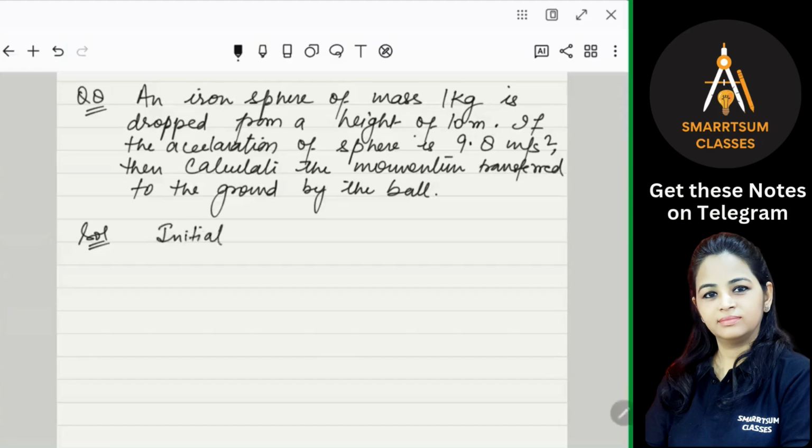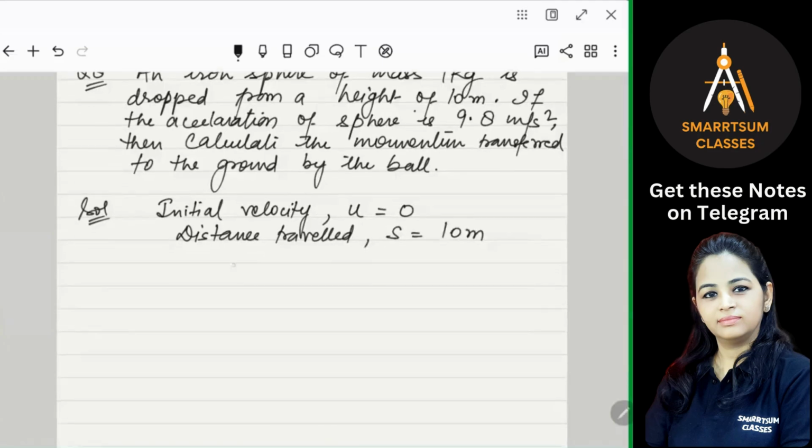What is the initial velocity of this iron sphere? 0. It is 0 because it is dropped. So there is no initial velocity, right? So u is 0. Now what is the distance traveled by this iron sphere before it touches the ground? From what height it is dropped? That is the distance traveled. Means S is 10 meters, right? Acceleration a, 9.8 meter per second square, right?